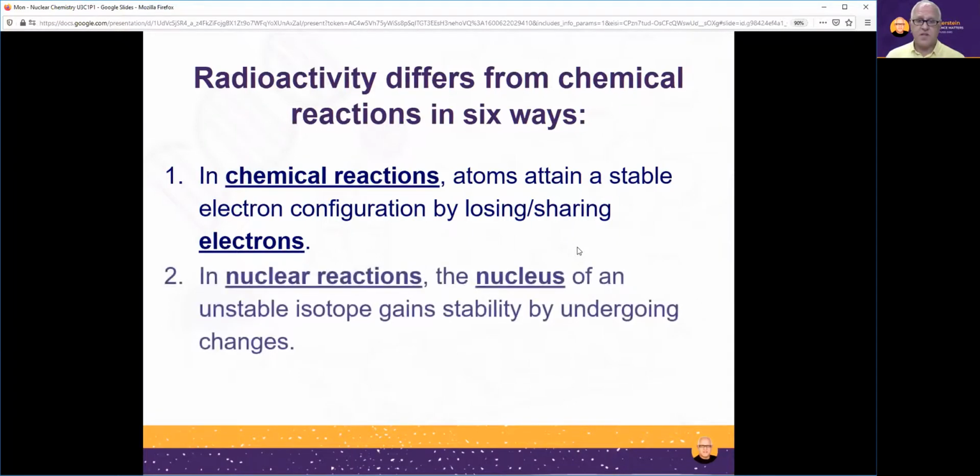elements. The second way that radioactivity differs from chemical reactions is in a nuclear reaction. The nucleus of an unstable isotope gains stability by undergoing changes. Remember, the isotope is always going to have more neutrons than the original element does.